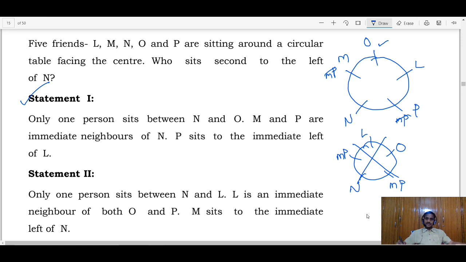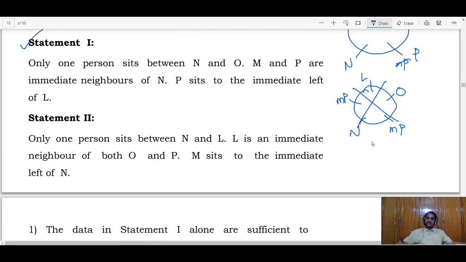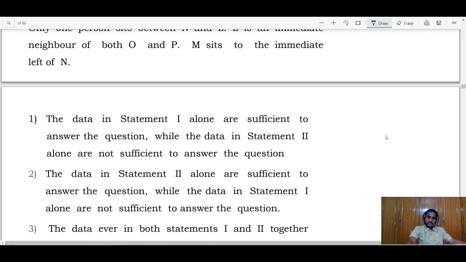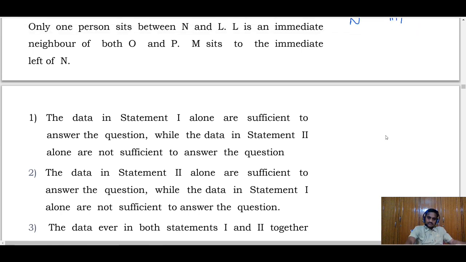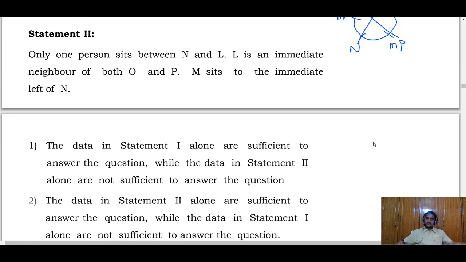Condition number two. One person between N and L. How many persons between N and L? One person between N and L. One, two, three, four, five. If L is here, N will be here. That is one possibility. What is the second possibility? L is here, N is here. One person between L and N.